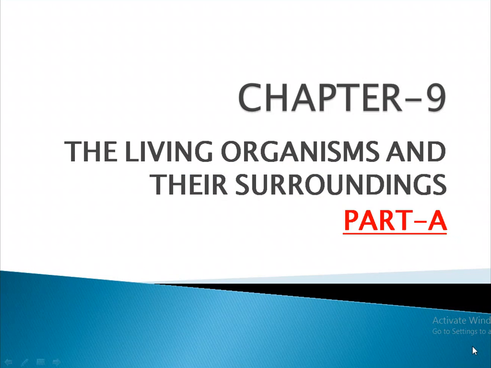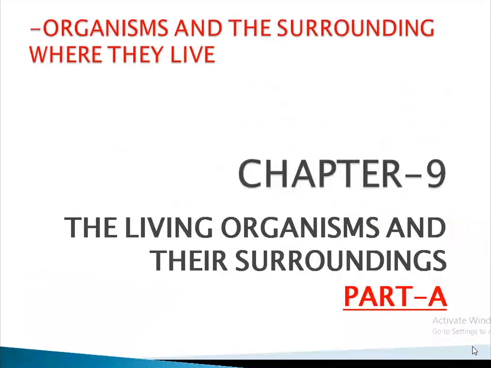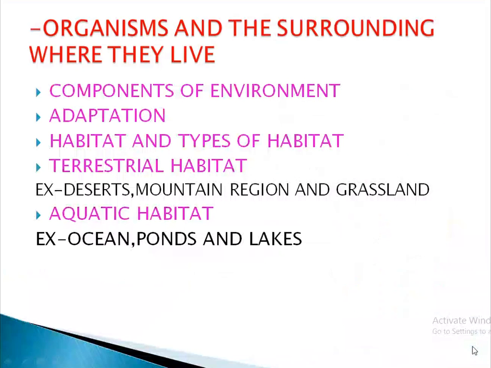Hello children, today we are going to study a very interesting chapter, Living Organisms and Their Surroundings, Part A, Chapter 9. In this chapter we have to study the organisms and the surroundings where they live, components of the environment, adaptation, habitat and types of habitat. Terrestrial habitat, for example desert, mountain region and grassland. The other is aquatic habitat. Example, ocean, ponds and lakes.